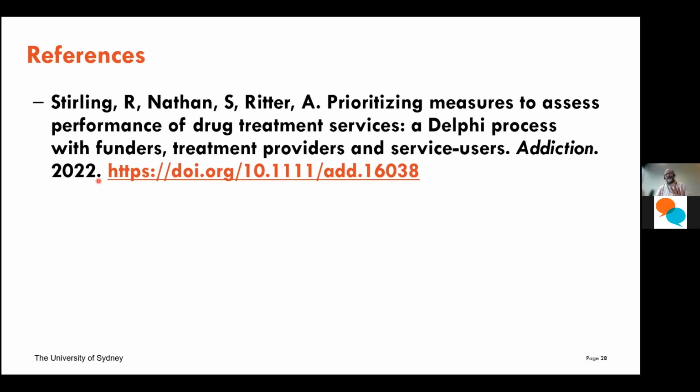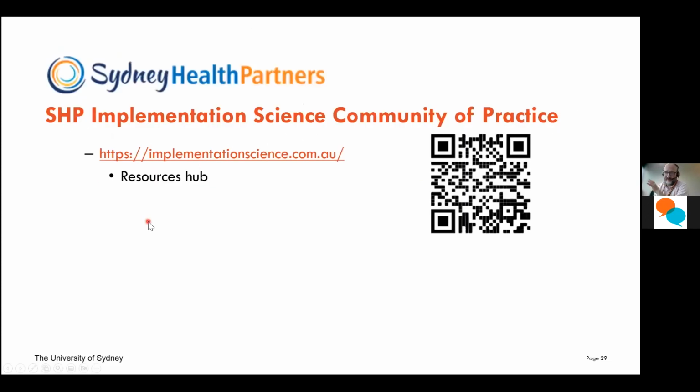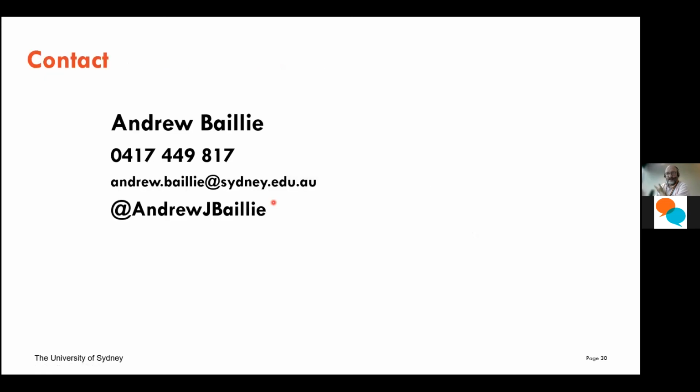Okay, there's a reference to quite a nice priority process that Alison Ritter and some others were involved in that you might want to have a look at. Some of what we're talking about fits into what's broadly called implementation science, and Sydney Health Partners does have a nice online community of practice with a resources hub. This is really about how we help research to be translated into practice. So it might be useful to join up on there if you're interested. That's how you get in contact with me.